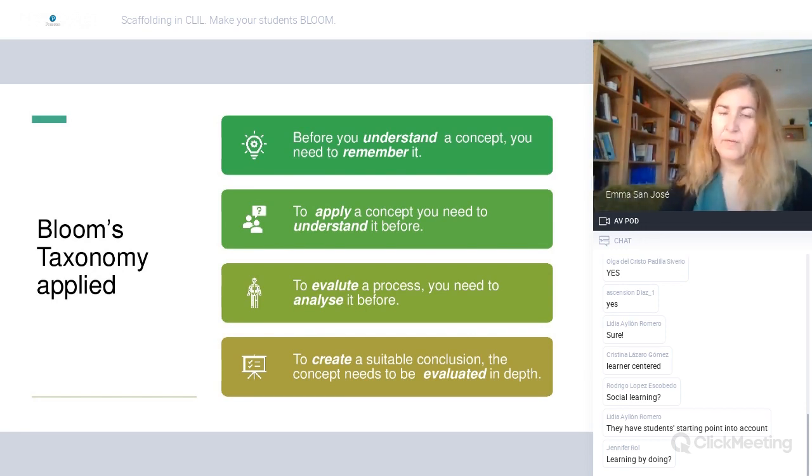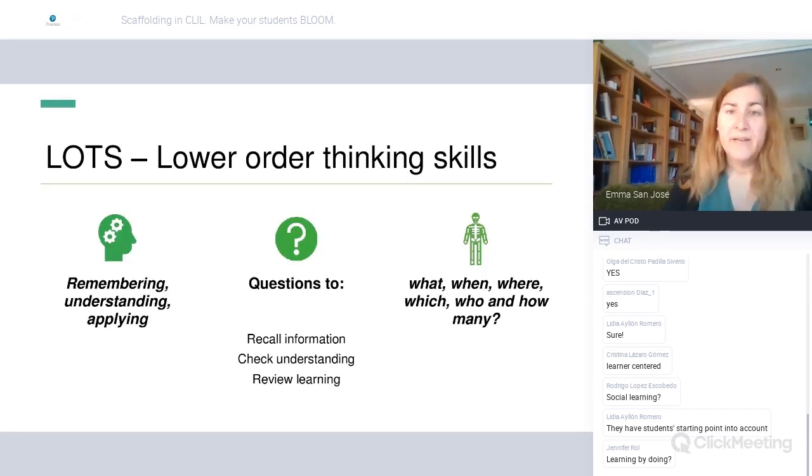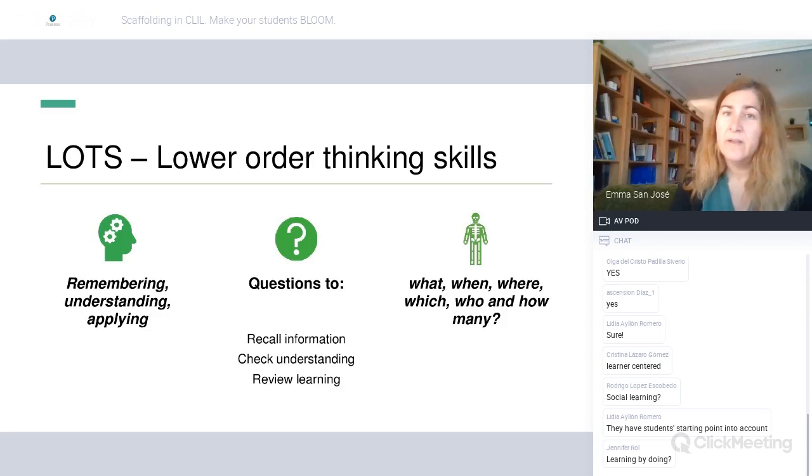But if you want to use this Bloom's taxonomy in lower years, like for infants or the early years in primary, it doesn't work exactly like this, okay? We divide the different levels in Bloom's taxonomy into LOTS and HOTS. The first levels are LOTS, and we talk about lower order thinking skills. We say they're lower order thinking skills because from a cognitive point of view, most people can do them, right? And little children can also do them, okay?